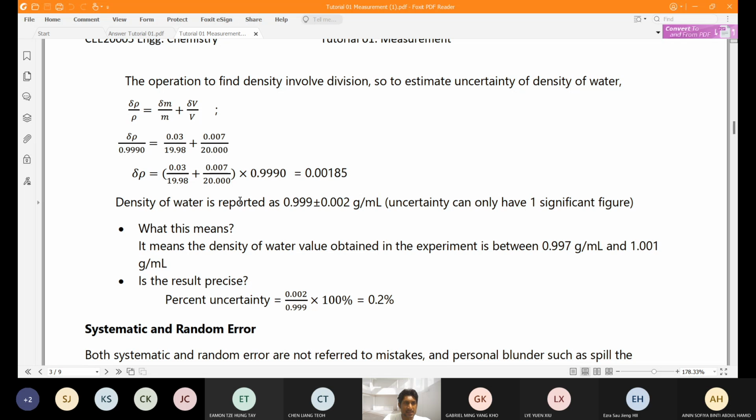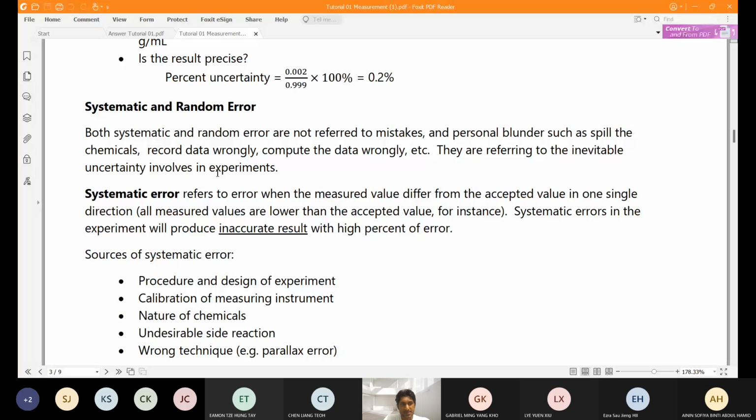And then systematic error and random error. So when we are doing the experiment, there are two types of error that will arise. Systematic error is happening when the error is occurring in one direction.